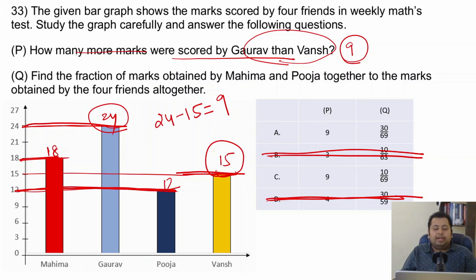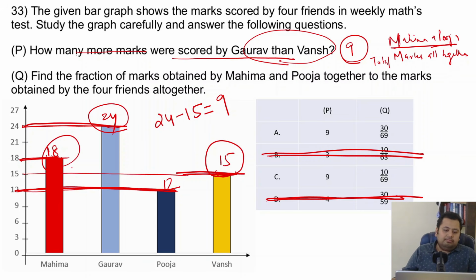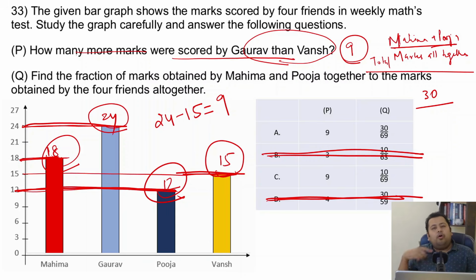Find the fraction of marks obtained by Mahima and Pooja together to the marks obtained by the four friends all together. So in the denominator is the total marks altogether, and in the numerator it is Mahima and Pooja. Mahima has scored 18 and Pooja has scored 12. So 18 plus 12 is 30. Do the addition yourself. Then the total marks scored by all of them together.